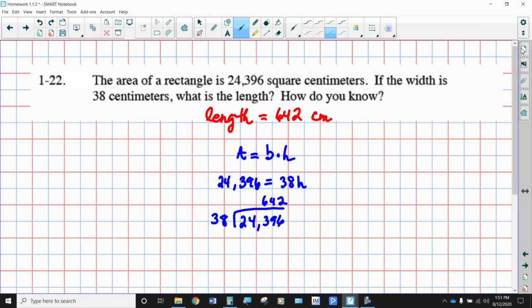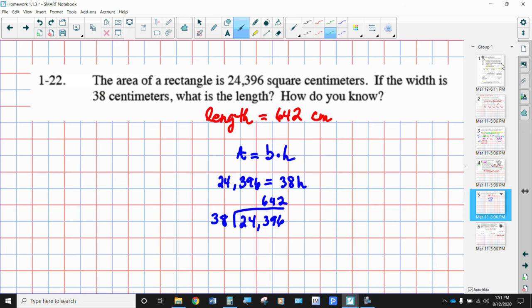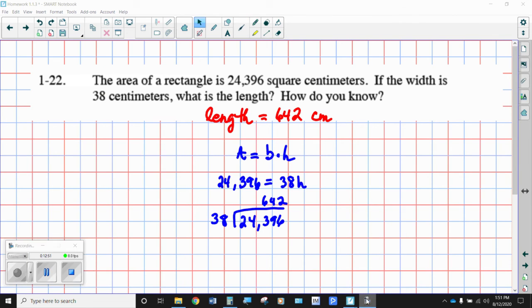And I believe this is our last problem. No, it's not our last problem. Got a couple more to do. How long is this taking us? Well, a little bit of time today.